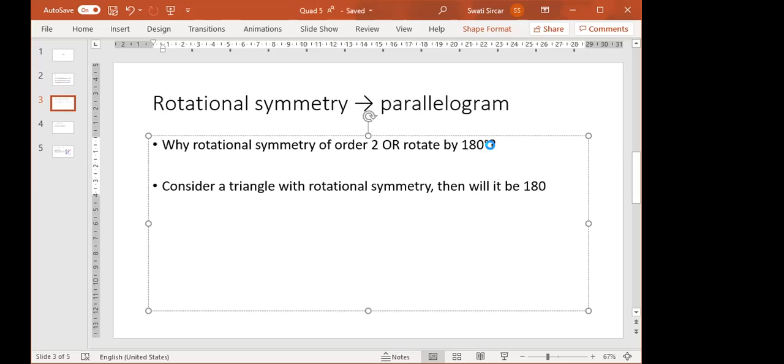No. Okay. How many degrees? If you have a triangle with rotational symmetry, which triangle is that? Yeah, 60 degrees. And what kind of triangle is that? Equilateral. Okay.